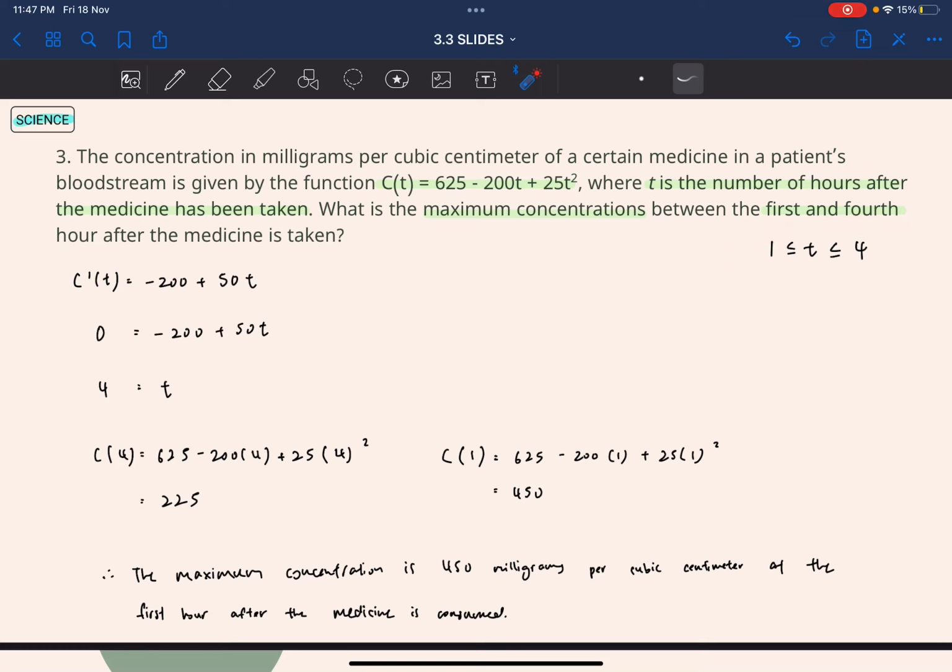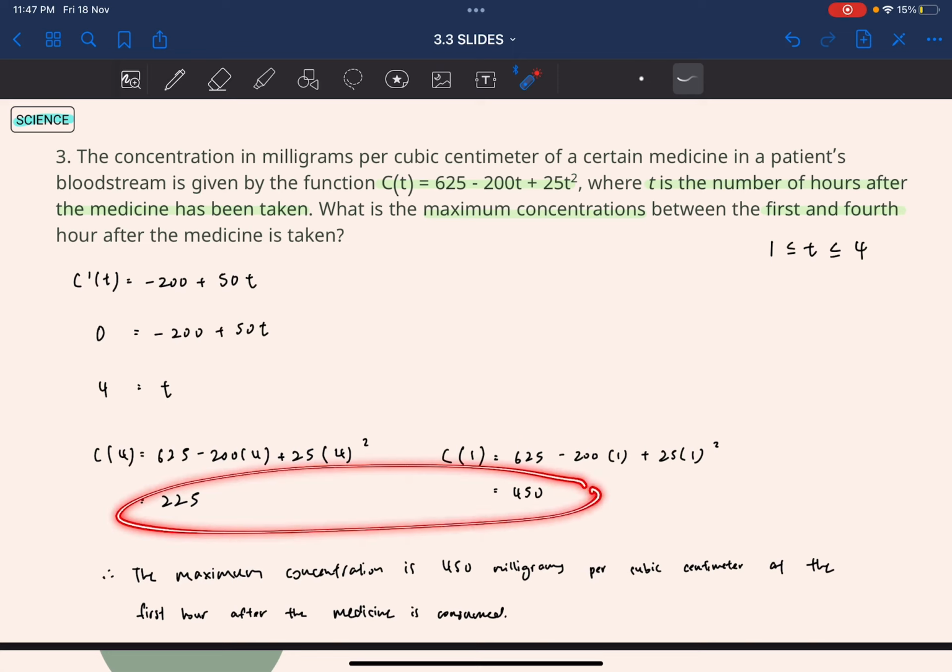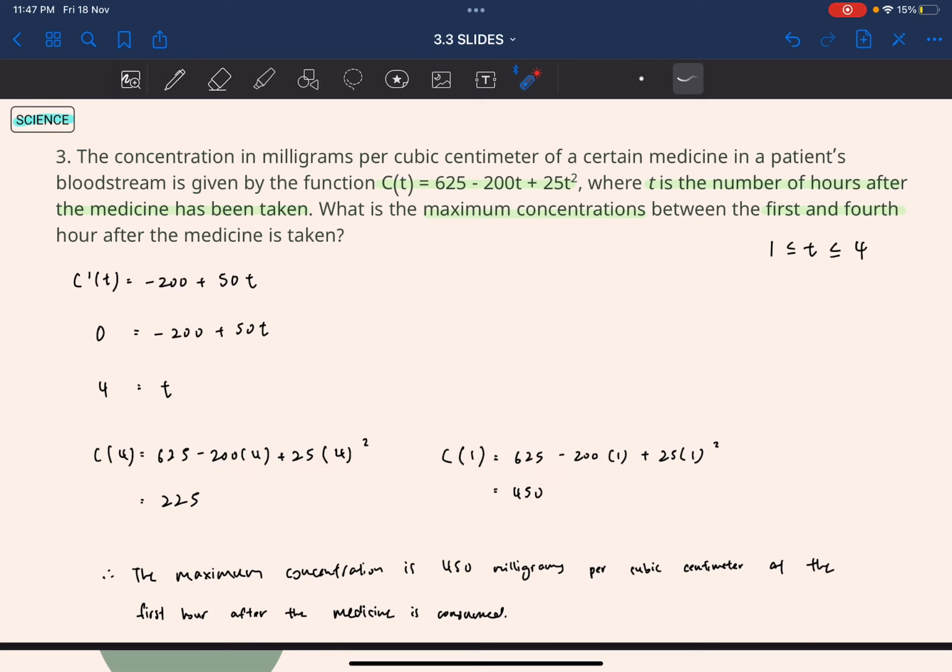domain. And because 4 is equal to the 4 that's given here in the domain, you don't have to do it twice because you'll get the same value anyways. And then you have to plug in 1 here, which you'll get 450. And you compare the y values, which is the same thing we've learned in 3.2, and then you will find that, writing in your concluding statement, the maximum concentration is 450 milligrams per cubic centimeter at the first hour, because the x value here is 1, after the medicine is consumed.